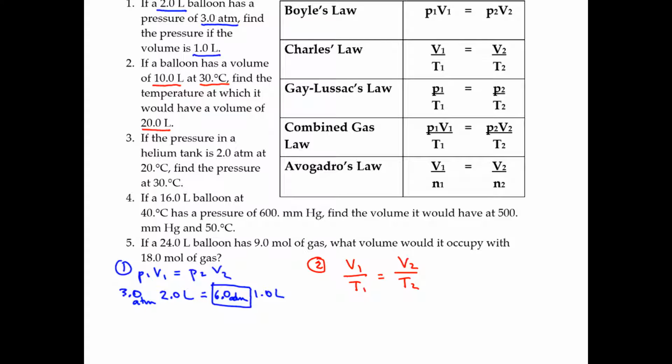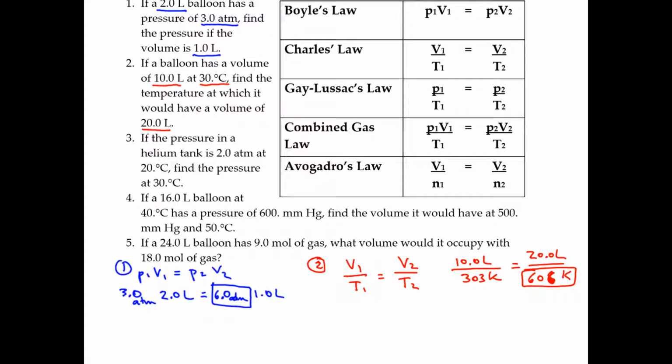So let's write the first volume was 10 liters, and the first temperature in Kelvin was 303 Kelvin. And then we know the new volume is 20.0 liters. And we solve for a new Kelvin temperature, and that's going to come out to be 606 Kelvin. So that's the answer, 606 Kelvin.